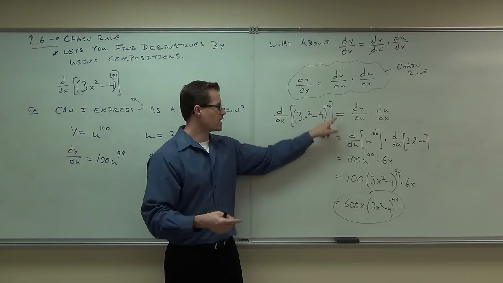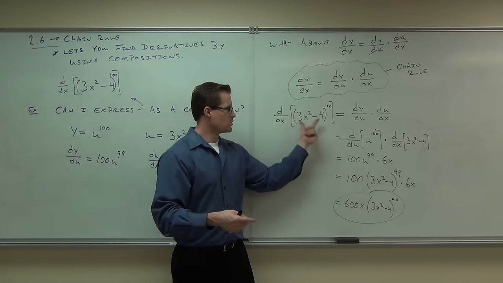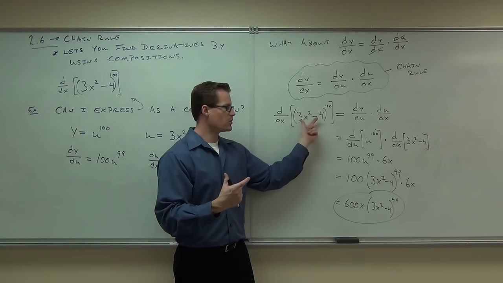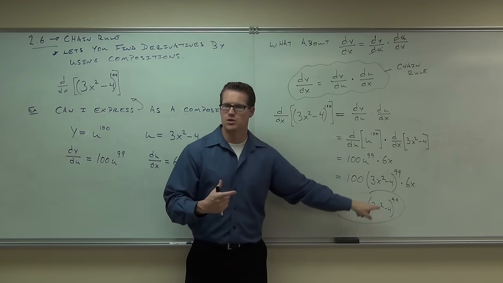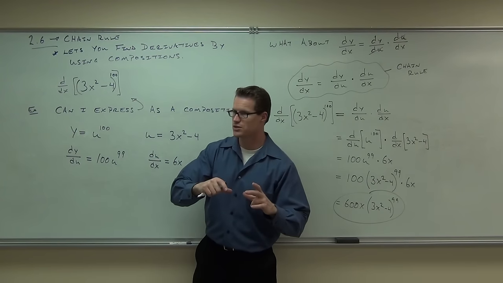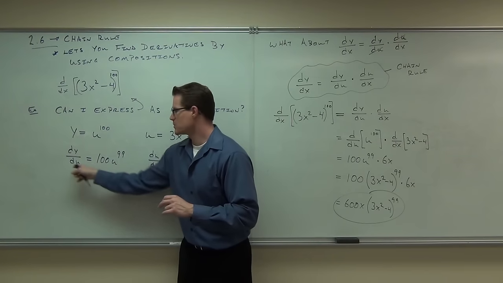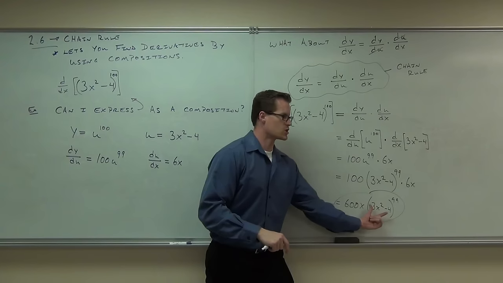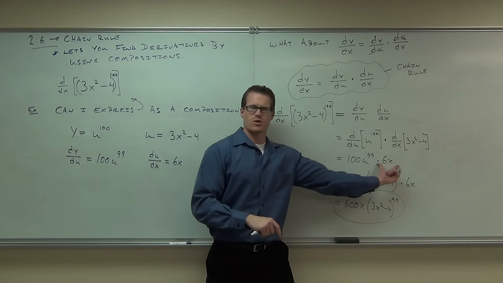Do you see it? The 100 comes down to the front. You leave this thing alone, right? That's in the parentheses. It says you leave it alone. Why do you leave it alone? Because you end up substituting back in the u. That's why, because with the composition, you're going to get that u back again. Do you see that? So we have a u back again. That means you don't change it inside. Where's this piece come from? Where's the 6x come from?